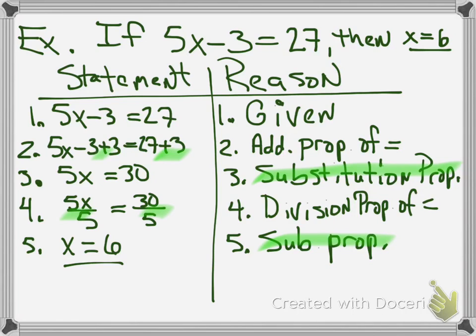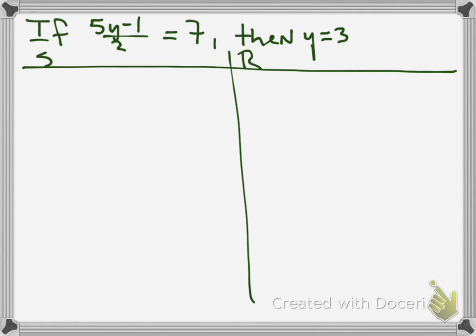How could you maybe do that in class that I would be okay with? Let's look at that. So how would I like you to do this, but still show me what you're doing? Let's say you took this: if 5y minus 1 divided by 2 equals 7, then y equals 3. The first thing obviously would be 5y minus 1 divided by 2 equals 7, and that is the given. From there, what would you do next?